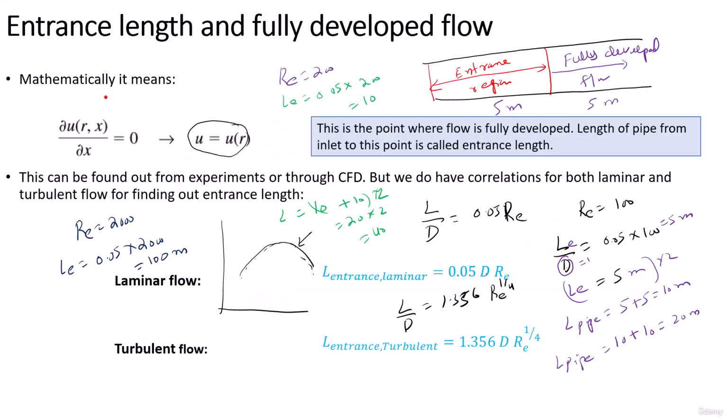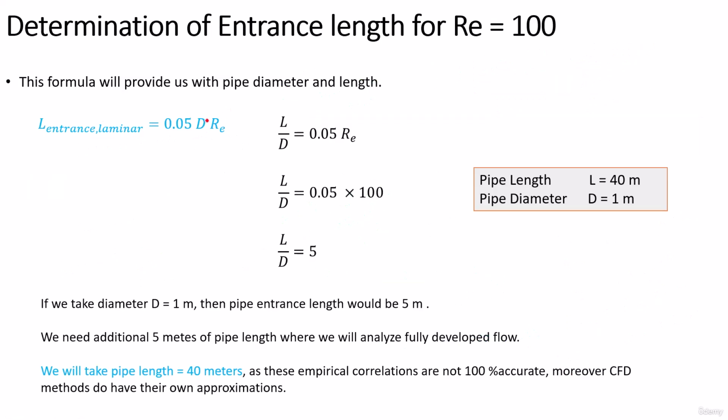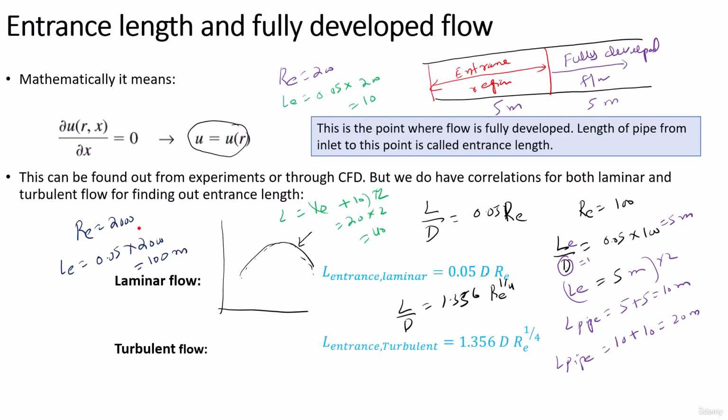Here is the entrance length formula. Mathematically, as we discussed in the previous class, partial U by partial X is equal to 0, which means that U is a function of only R. We have different formulas for laminar flow: L_E is 0.05 times D times Re, and typically we are interested in the L by D ratio, which is 0.05 times the Reynolds number. This is for laminar flow. For turbulent flow, the formula is this one.